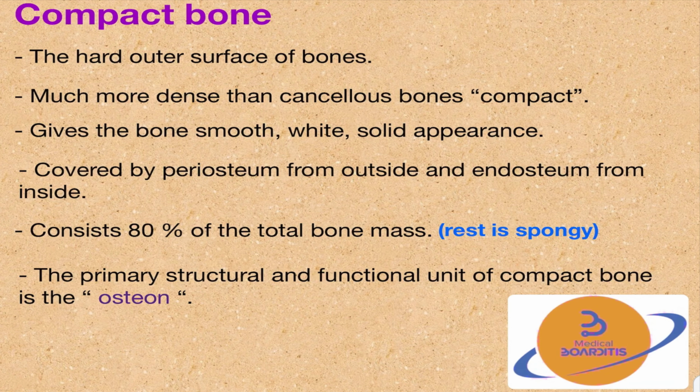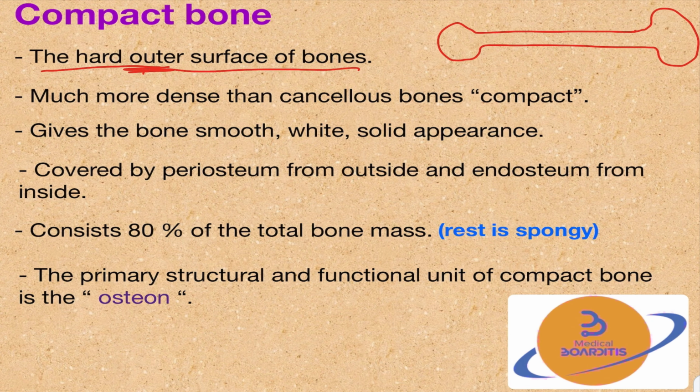The second structure is the compact bone. The compact bone constitutes the hard outer surface of bones. If this is a long bone, the hard outer surface is mainly compact bone. So this compact bone is going to be covered from the outside by the periosteum and from inside by the endosteum. The word peri means around or from the outside. That's why it's called periosteum. And endo means from inside. That's why it's called endosteum or the inside layer. And inside here you have the bone marrow cavity.